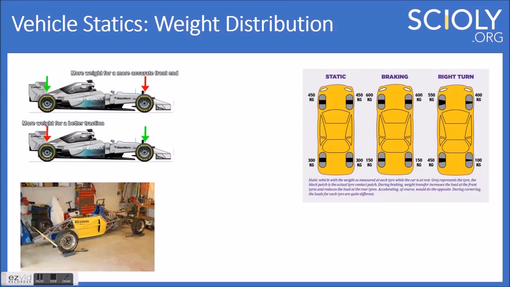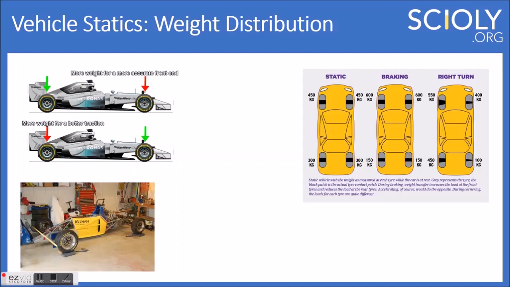You can see to the right of this image, it first shows static, where the front wheels each have 450 kilograms as measured by a scale. The rear wheels have 300 kilograms each. Then it shows what it looks like during braking. The apparent weight begins to look like 600 kilograms on each of the front wheels, and then 150 on the rear, just because the inertia is shifting the apparent weight of the vehicle onto those front wheels.